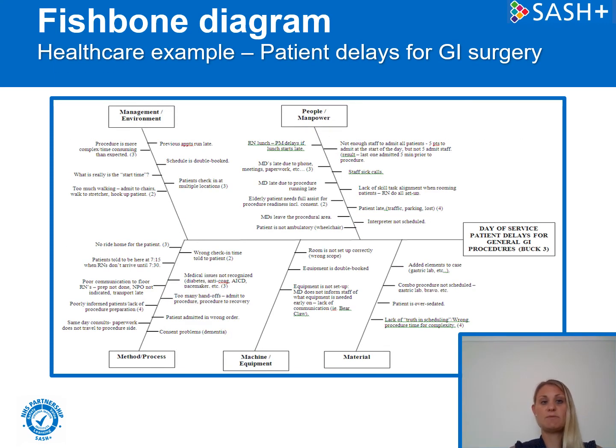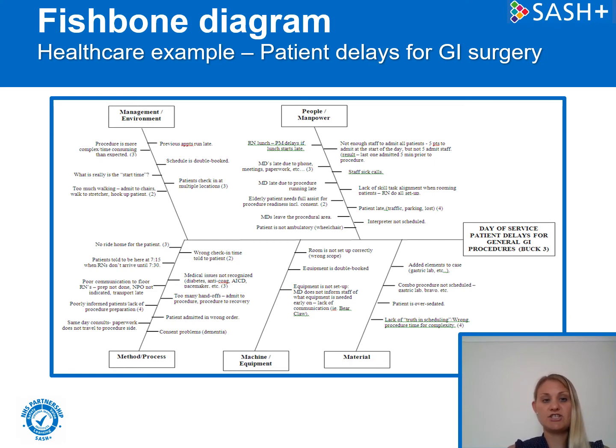So this is an example of a fishbone diagram about patient delays for GI surgery. So you've got the problem in the head of the fish, which is day of service patient delays for general GI surgery procedures. Then around the fish, you've got various scales under different headings.